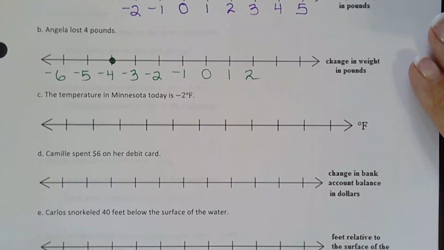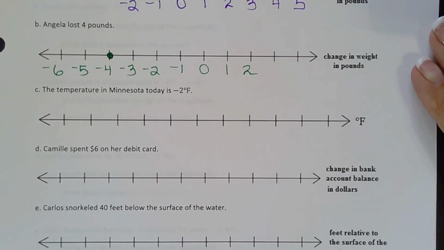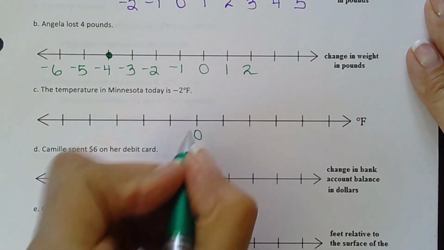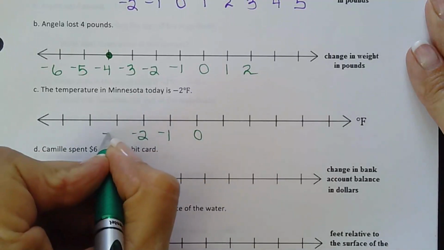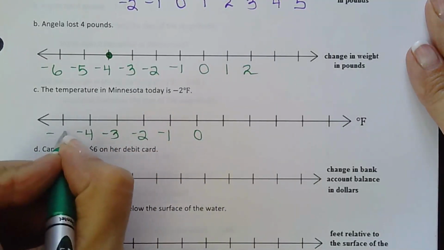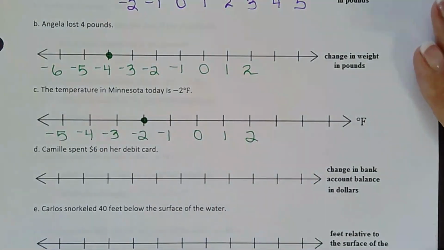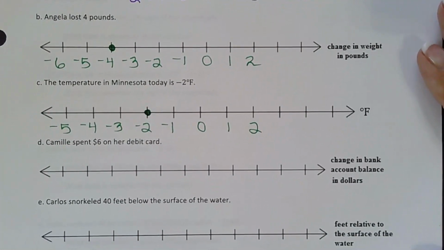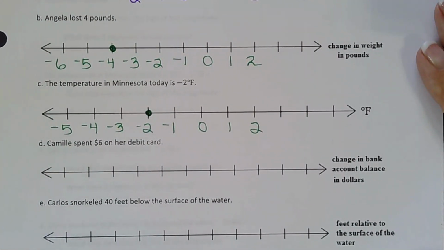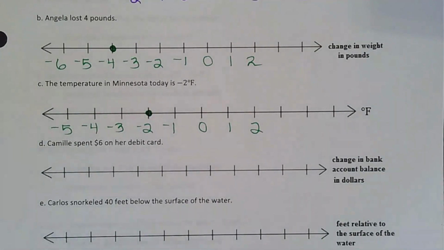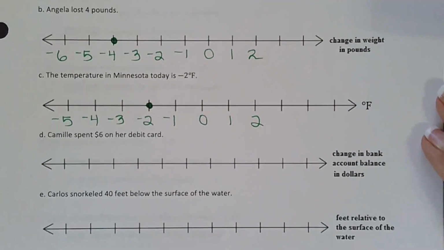So a temperature in Minnesota today is negative 2 degrees Fahrenheit. So that one's pretty easy to figure out because it's negative. So we could start here and do negative 1, negative 2, negative 3, negative 4, negative 5. Couple over here, and plot the point at negative 2. So if we are saying it in words, the temperature in Minnesota is 2 degrees below 0. So we use the word below instead of the negative sign when we're writing it in words.